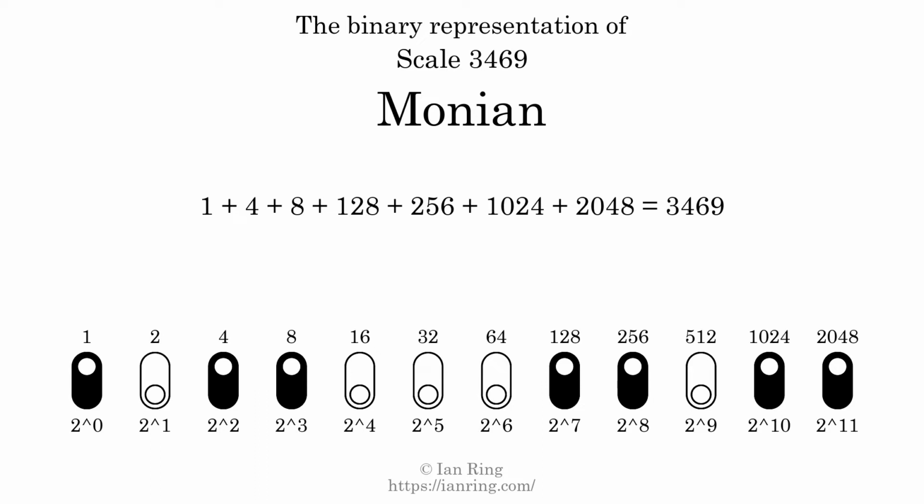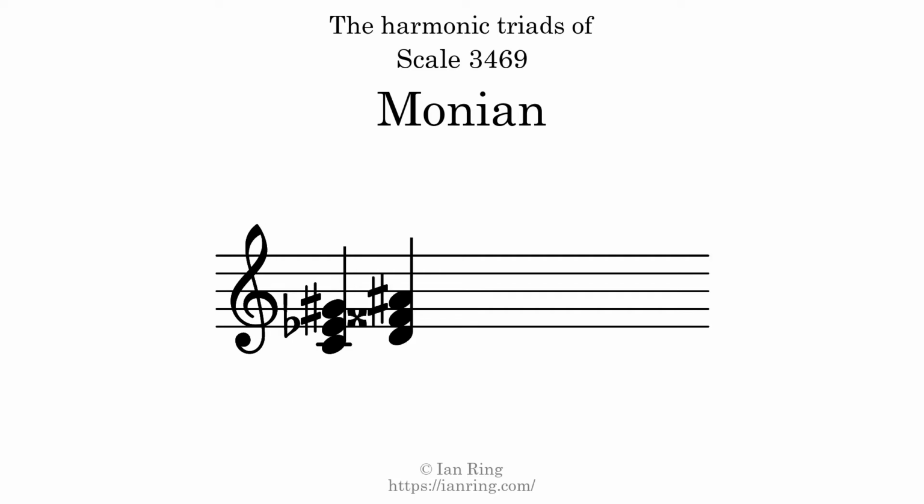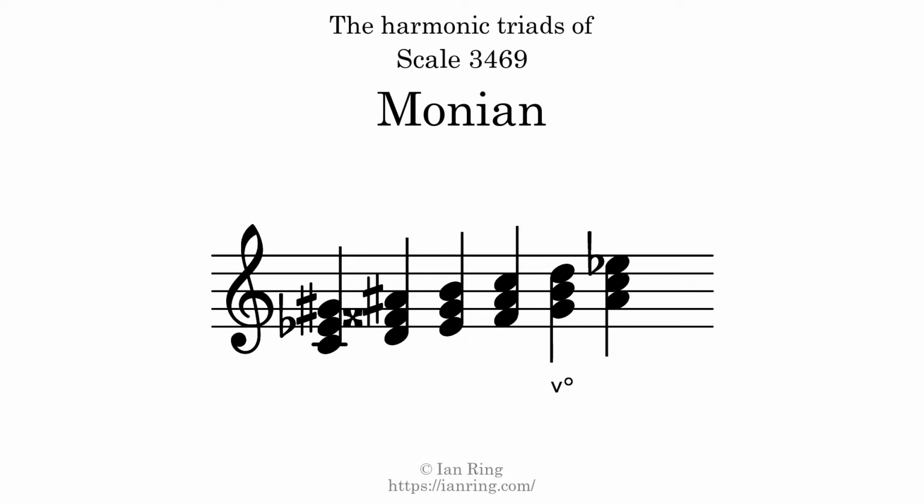3469. The scale number not only enumerates the scale with a unique index, but it also literally describes the tonal content of the scale. Represented as a binary number in base 2, the scale number is 1101100001101. Here are the harmonic triads present in this scale. Unnamed, unnamed, unnamed, unnamed, diminished, unnamed, unnamed.